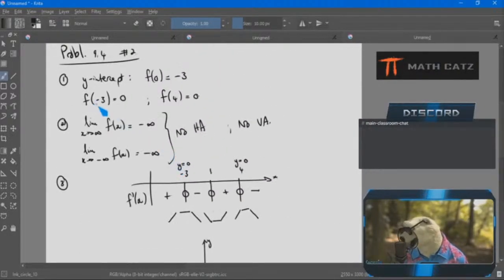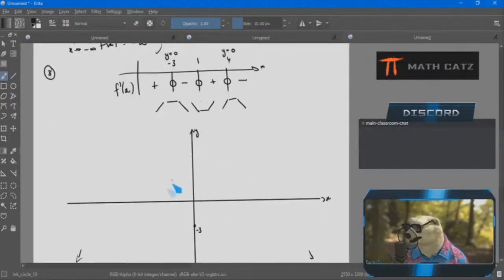I have x-intercepts at -3 and 4. That's important, but not super important. Luckily, it lines up with where the critical points are. -3, 1, and 4. Okay, so let's give me some space here. Let's say -3 is over there. I know that's an x-intercept anyway. 1, maybe a little closer. And 4, maybe over there. And that's an x-intercept as well. I don't know what the y value is at x equal to 1.